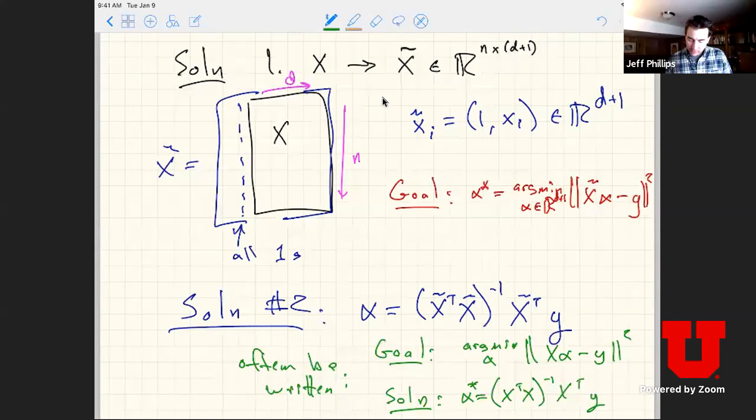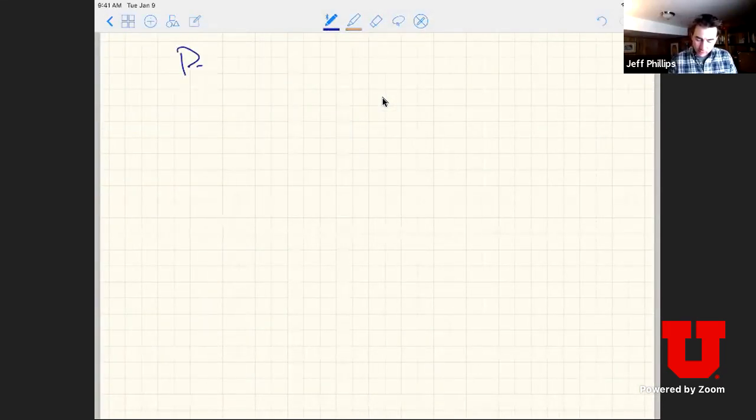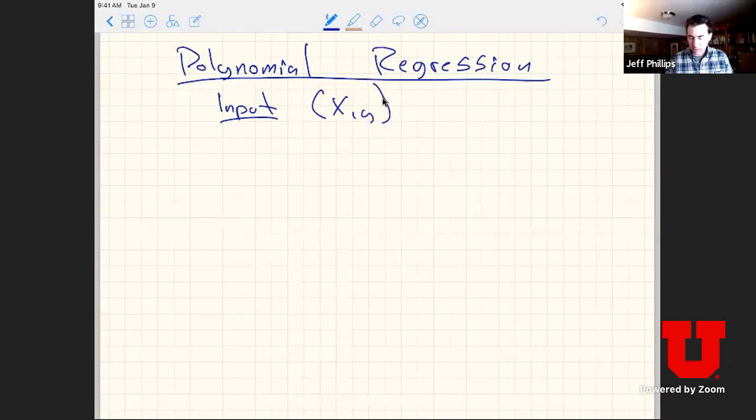So this was linear regression. I wanted to quickly say something about polynomial regression. Again, we'll only talk about this when we have as input x, y, where x is in R^n and y is in R^n.